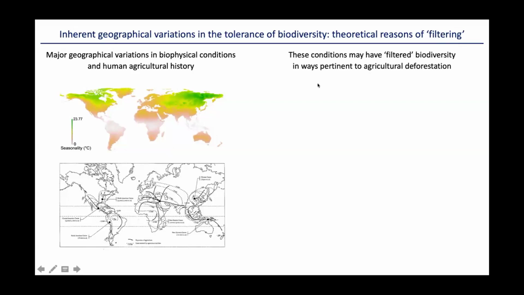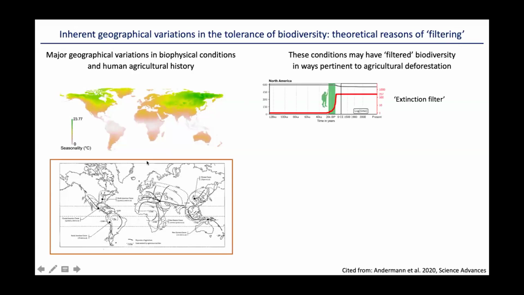And the theoretical reason here goes like this. These environmental conditions may have been serving as a filter to select for species for a given region, such that in terms of their inherent sensitivity to agricultural deforestation, species may differ and regions may differ in the local assemblages in terms of how sensitive they may be. So to illustrate this point, I'll give first maybe a more intuitive example.